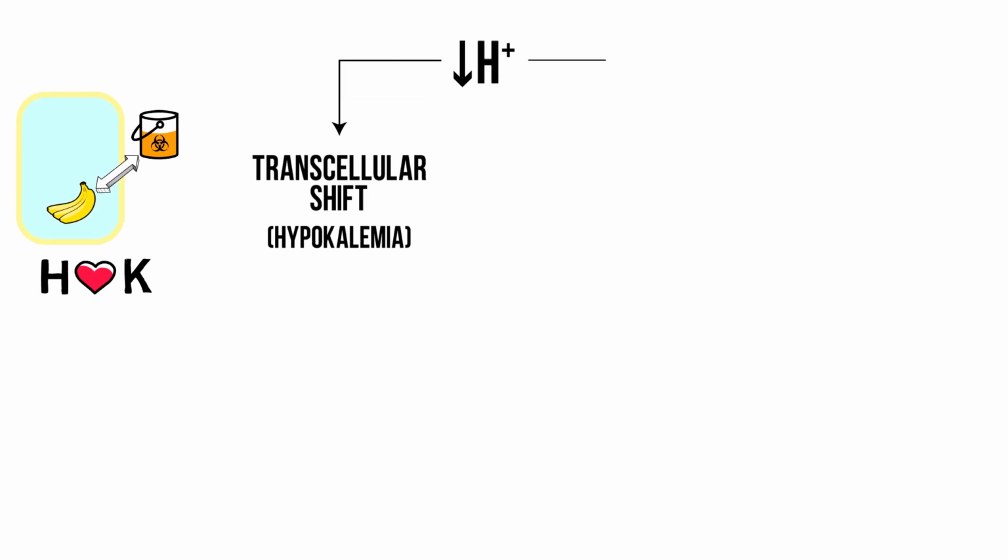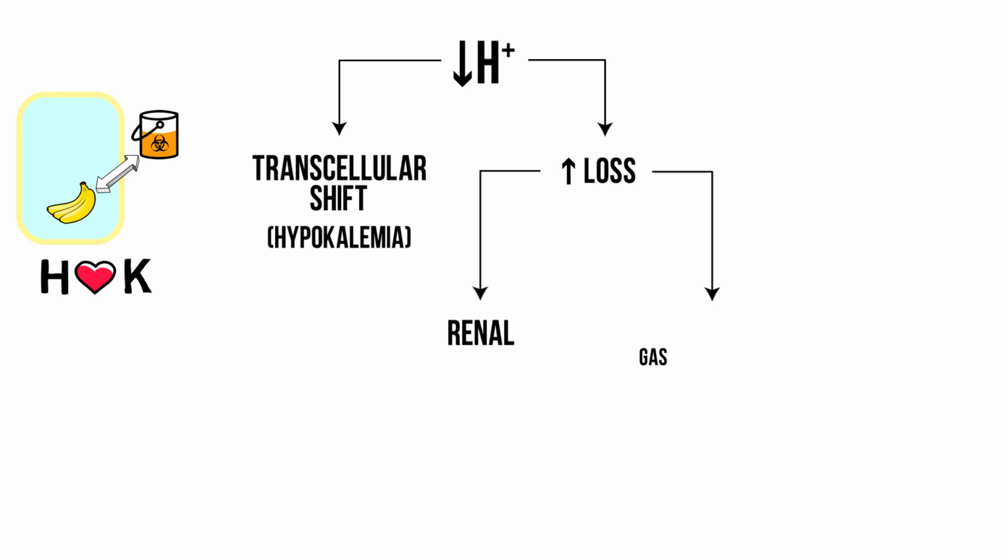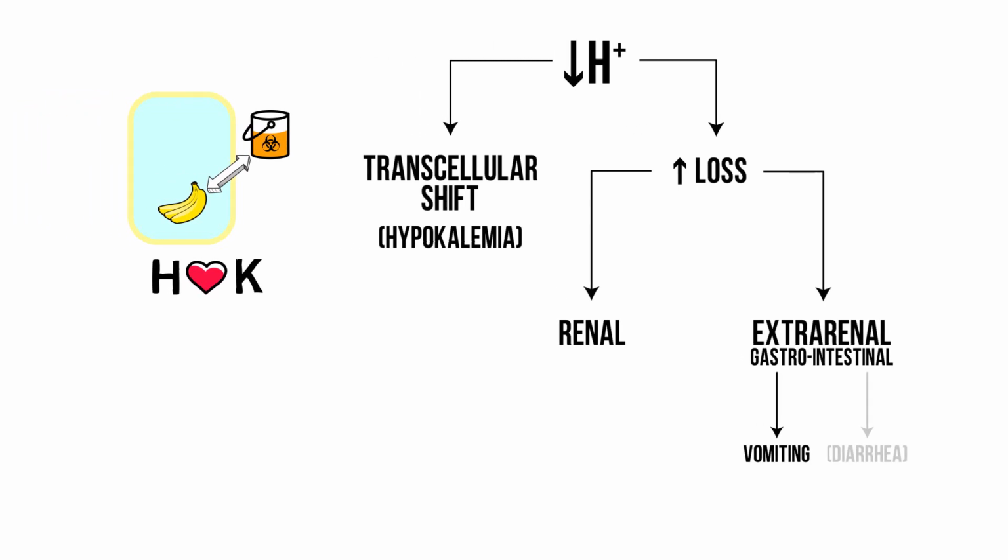Another cause for low levels of hydrogen is excessive loss. As with potassium, this can happen through the kidney, renal loss, or through the gastrointestinal tract, extrarenal loss. Gastrointestinal loss is usually through loss of stomach acids, i.e. vomiting or a nasogastric tube, but in some cases also by diarrhea. The mechanism for renal loss of hydrogen is pretty similar to that of renal loss of potassium, so watch the darn video on hypokalemia already.